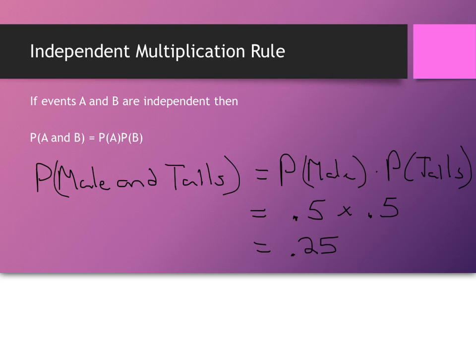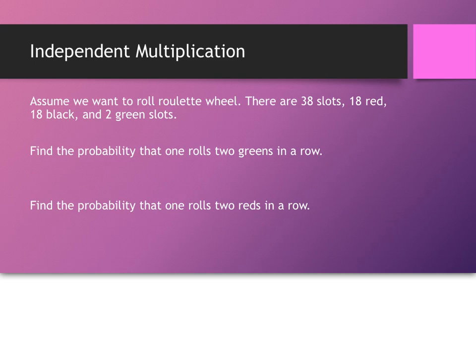All right? So here's what I want you to do. Again, we said the rolls on a roulette wheel are independent. So we're going to take a standard roulette wheel. A roulette wheel has 38 slots: 18 of them red, 18 black, 2 green. I want you to try to figure out what's the probability of getting 2 greens in a row. And then find the probability that you roll 2 reds in a row. So push pause on the video and calculate those things.